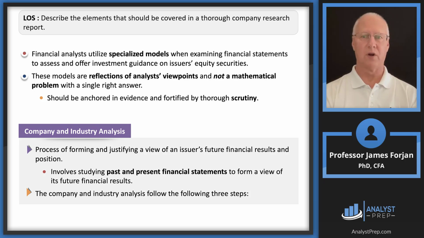All right, let's go ahead and start with elements of a thorough company research report. What does that mean? Thorough means that you have a beginning and you have an end, and then there's a whole bunch of stuff in the middle. And so what are we going to do? The beginning is, of course, the beginning: identifying the company, identifying the industry, and then coming up with a model.